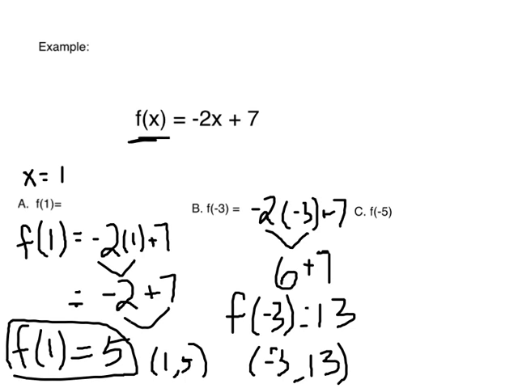Try the last one independently. You should have ended up with 17, because you get -2 times -5 is 10, plus 7. Write this as coordinates. It will be -5, 17.